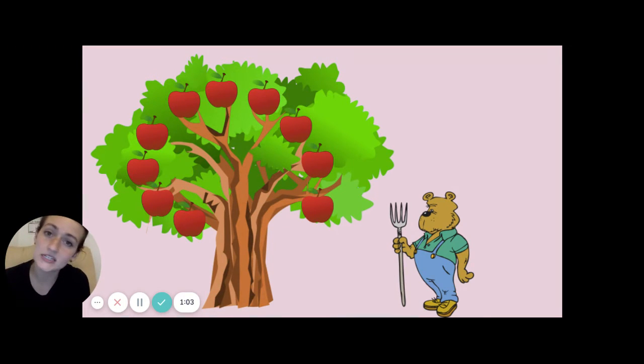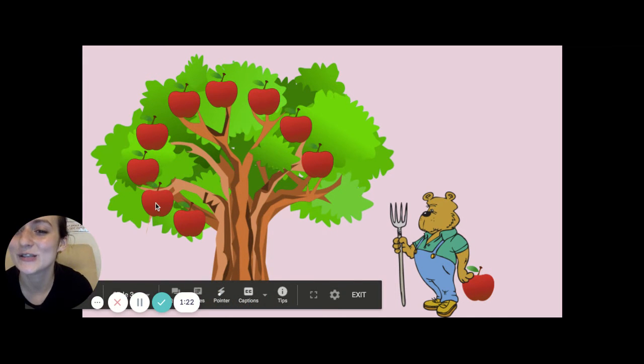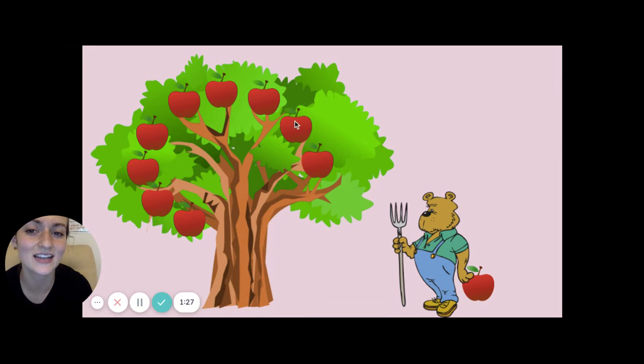But as all farmers need to do, our farmer decided to pick some apples. He picked the first apple. How many apples are in the tree now? What's 1 less than 10? Well, let's count. 1, 2, 3, 4, 5, 6, 7, 8, 9. 9 is 1 less than 10. So now our farmer has 9 apples.